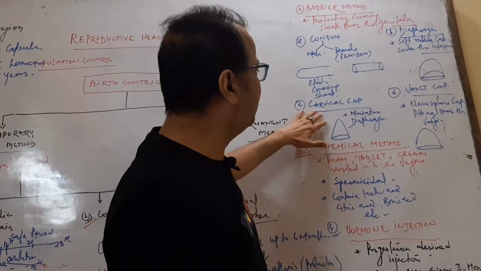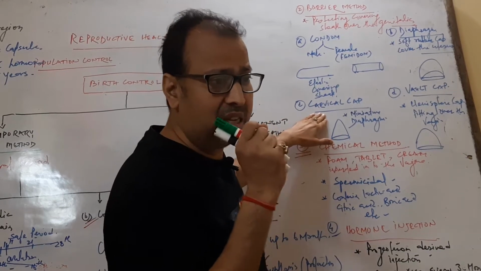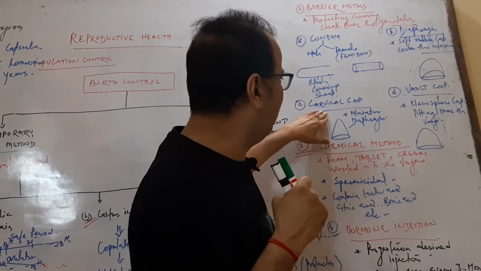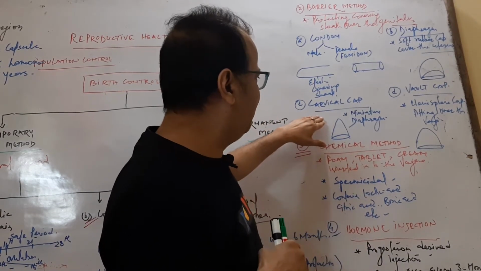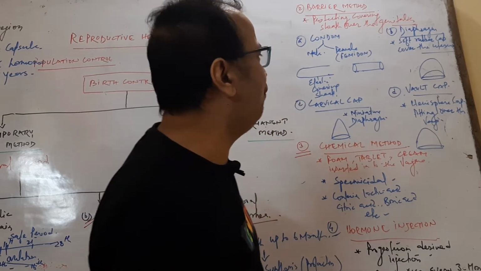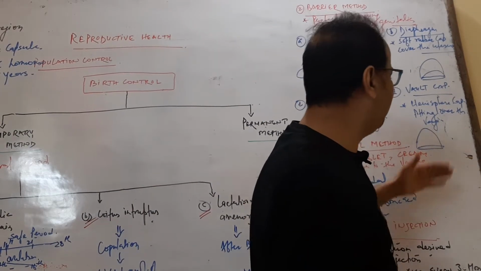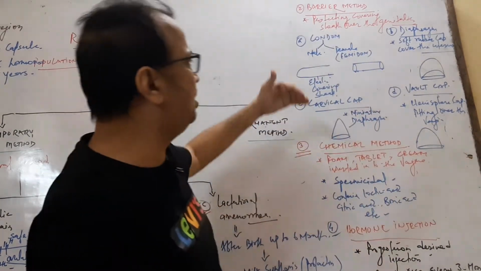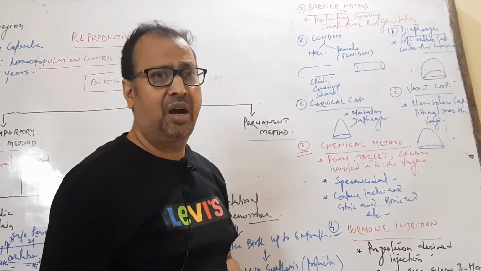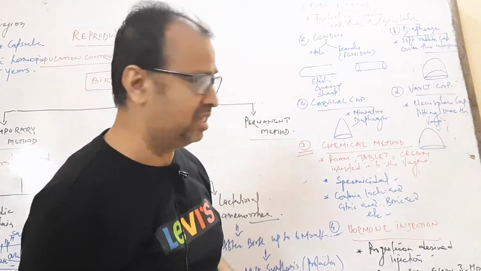Another one is the cervical cap. The cervical cap fits at the region of the cervix, at the posterior part of the uterus after the vagina. It is a miniature diaphragm. Another one is the vault cap, which is fitted over the vagina, a hemisphere-like structure. So these are all barrier devices or cover sheath devices.